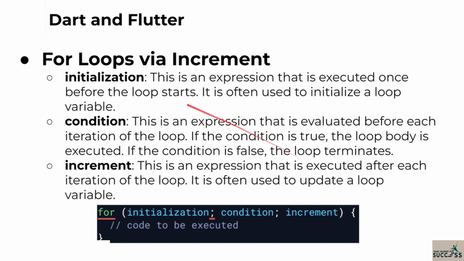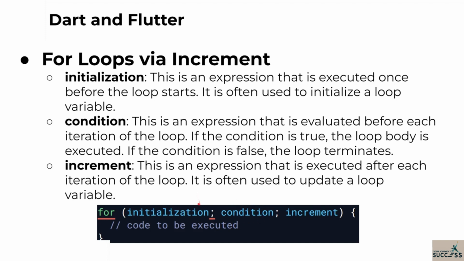So initialization. This is an expression that is executed once before the loop starts, and it's often used to initialize a loop variable. Then you have the condition you're checking against. This is an expression that's evaluated before each iteration of that for loop. If the condition is true, you keep executing the code inside this for loop. Once the condition becomes false, the loop terminates.